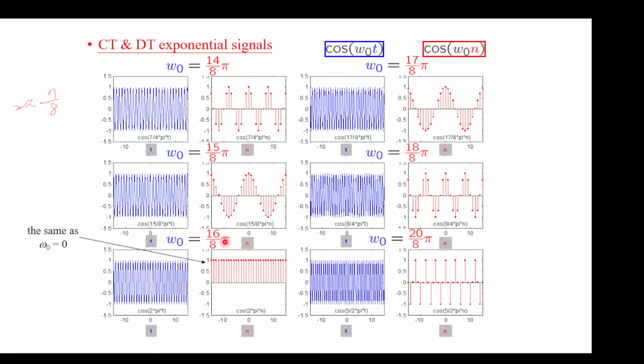And finally, when your omega naught equals 16 pi over 8, then you see that for every integer point, you are just getting 2 pi times n. So you are just having cosine 2 pi times n, and it's going to be 1 always, because the signal here is just cosine 2 pi n, and you know cosine 2 pi n always equals 1.